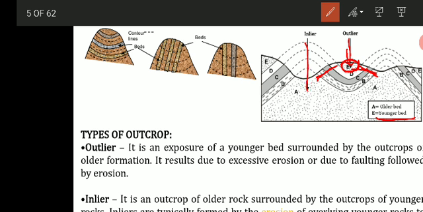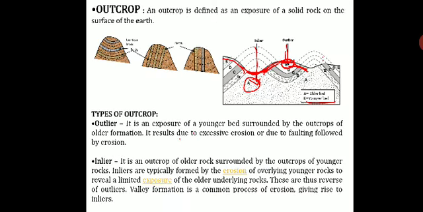And what is an inlier? Here you can see what is exposed. The older bed is exposed on the surface. You can see, right? Here the younger bed is exposed, and here the older bed is exposed, which is surrounded by the outcrop of younger rock. So that is called an inlier. So an inlier is an outcrop of older rock which is surrounded by the outcrop of the younger rock. So that is an outlier and inlier.